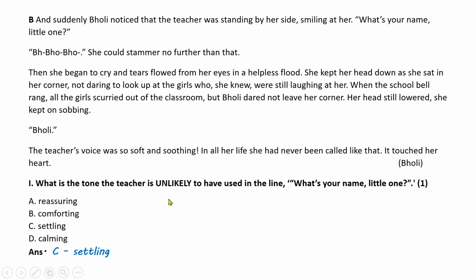Question 1. What is the tone the teacher is unlikely, means not likely, to have used in the line, what's your name, little one? Was it not reassuring? Was it not comforting? Was it not settling? Or was it not calming? So the answer is settling. Settling means disturbed. The other options, reassuring, comforting and calming, are nearly synonyms.